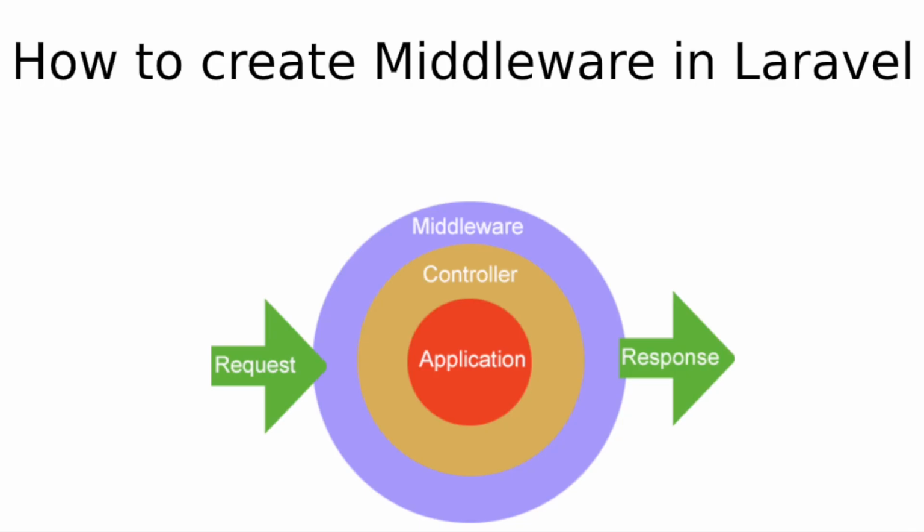I have shown you how a request is hit. Firstly the middleware is called. If the middleware has any error, then it will be returned from there only. It will not go inside your controller or application. If everything is fine, then it will go to your controller and application.